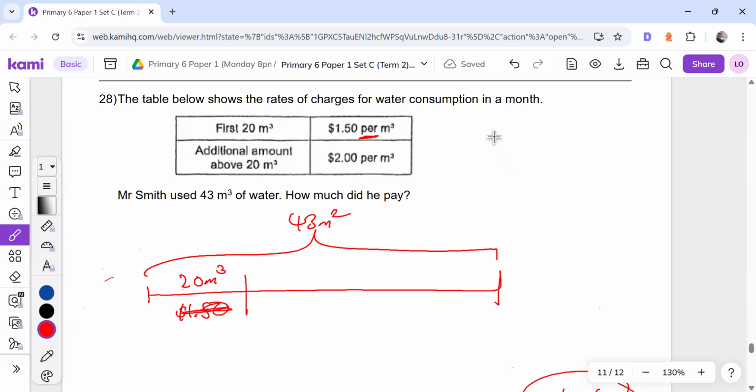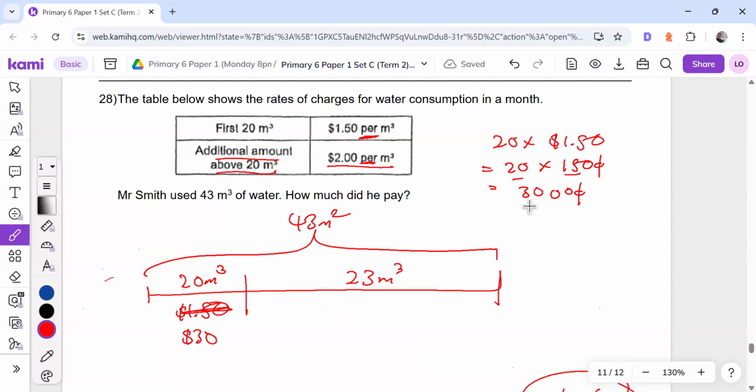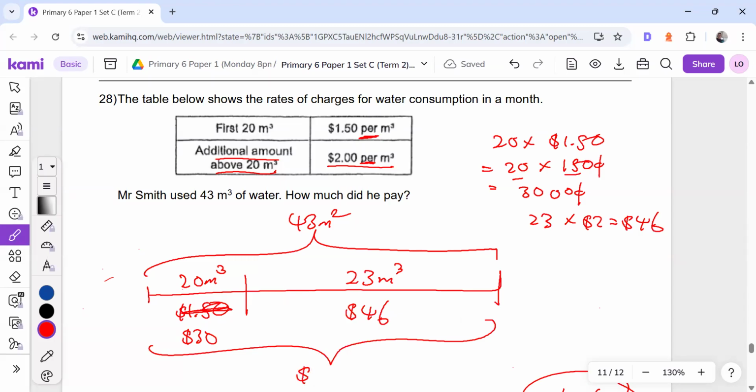20 meter cube is 20 times $1.50. Okay, but no calculator. What do you do? Change the dollars and cents into whole numbers. 2 times 15, 30. Add the two zeros behind, 3000 cents, $30. Okay? All right. Additional amount above 20 meter cube is $2 per meter cube. You see the word per again. So there is another 23 meter cube. So you must take 23 meter cube times $2 per meter cube. So that will be $46. Then after that, you add them together. That's how you get your answer.